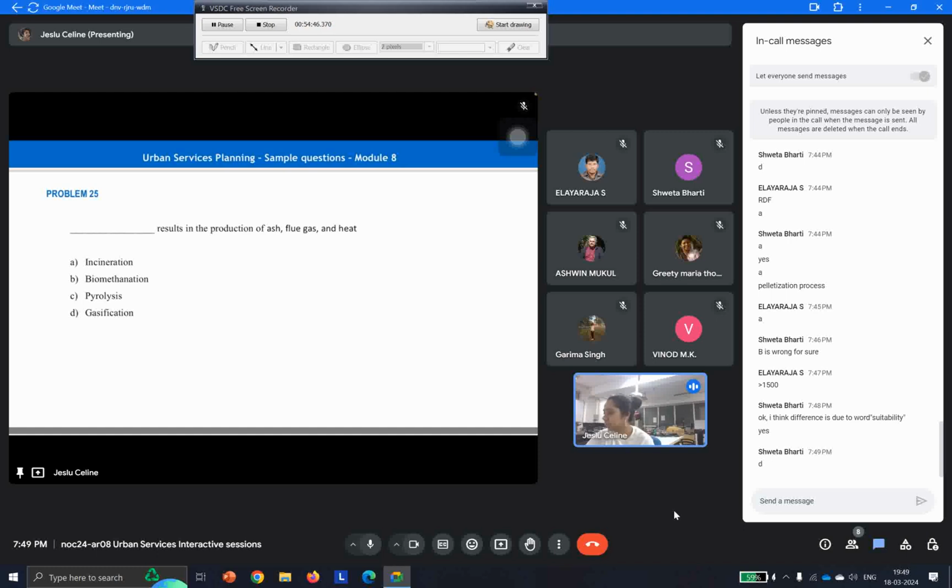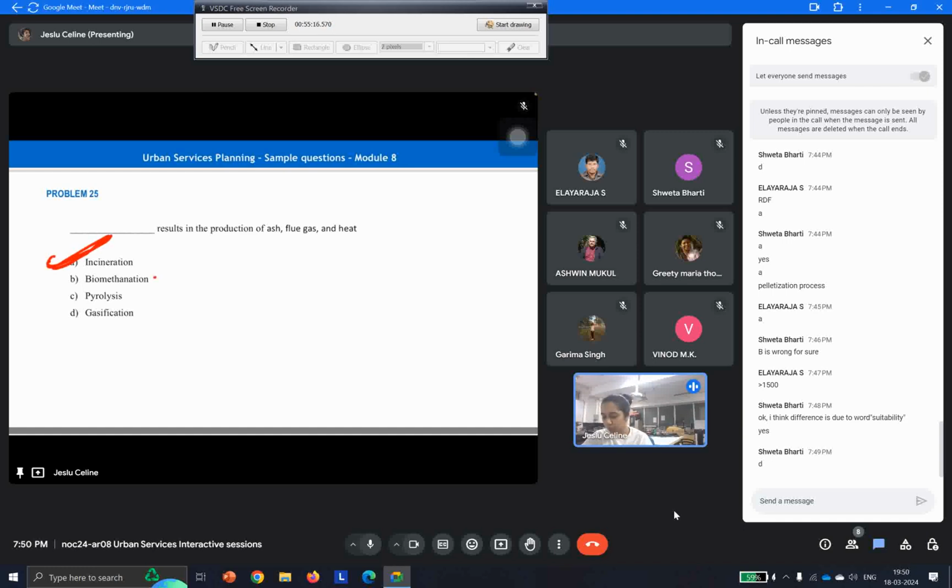Gasification we discussed. Do we get syngas? Yeah, we get syngas from pyrolysis. Gasification also we get... no, sorry. Yeah, pyrolysis we get syngas. But in this one, just production of ash and heat is mainly associated with incineration. In pyrolysis, no, we have more components coming out of pyrolysis. It's not just these. So the answer here is incineration.